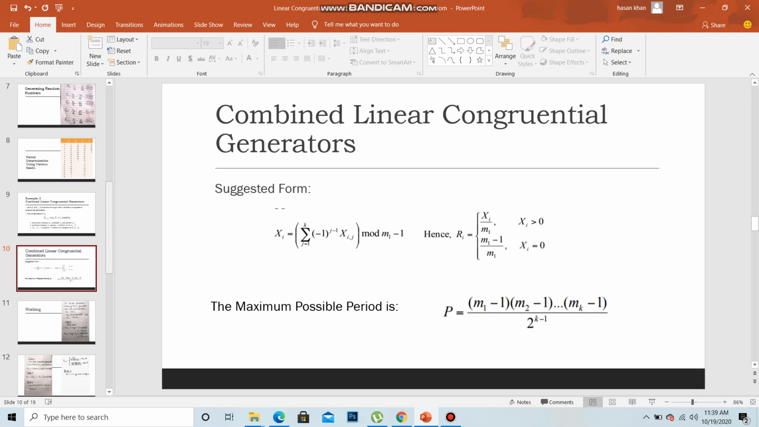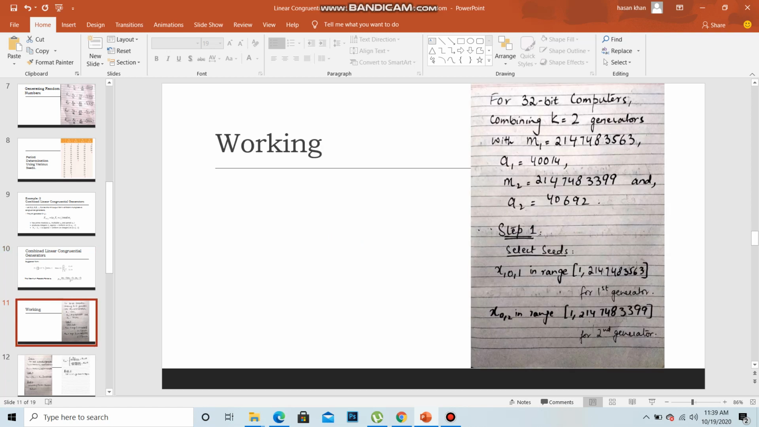Let me explain this in detail with working. The working over here is for 32-bit computers combining k = 2 generators. Now k over here is determining the number of generators, the multiple generators. Now we have 2 generators over here with m1 equal to 2147483563 and a1 equal to 40014. Now the value of m2 is 2147483399, and a2 is equal to 40692, as seen over here.